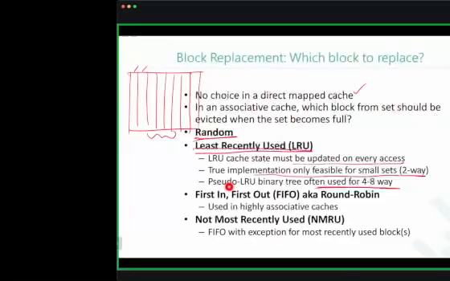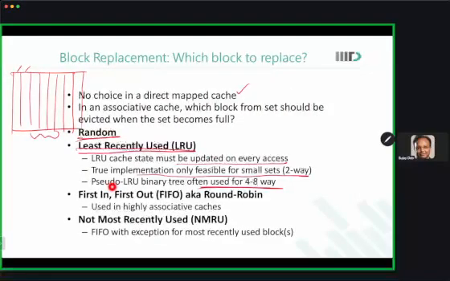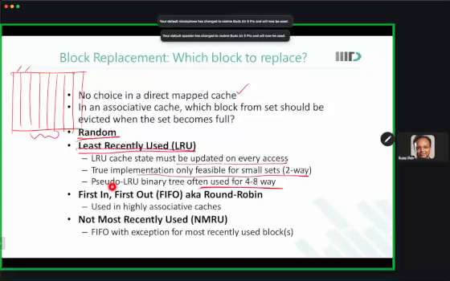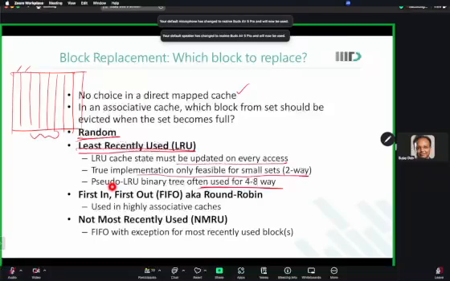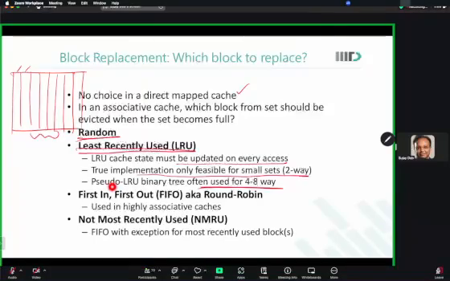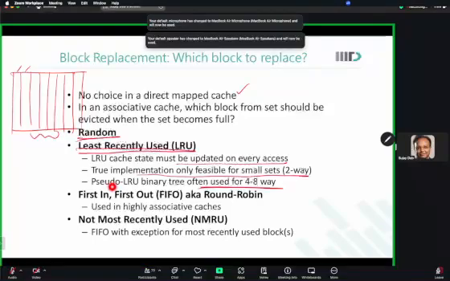The more practical implementations are pseudo LRU for 4 to 8-way set associative cache. So basically you maintain a tree structure where the important ones, which are recently used, are kept on the top of the tree, and the branches are the ones which are not so frequently used.